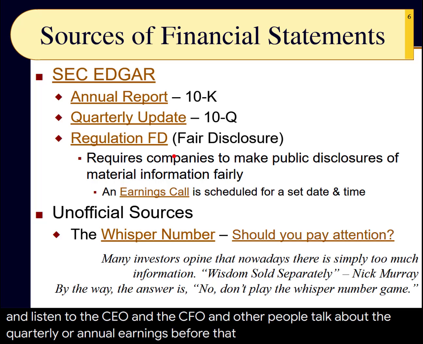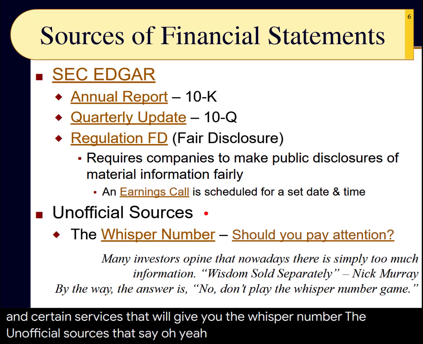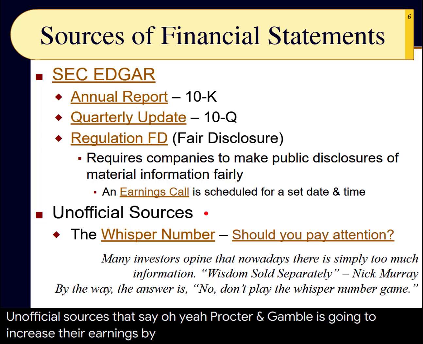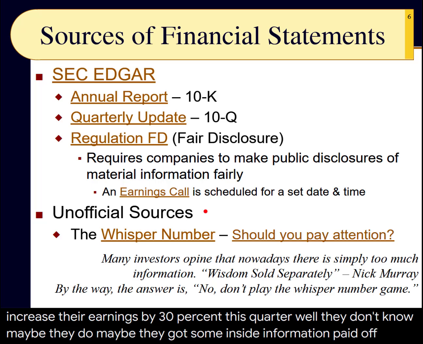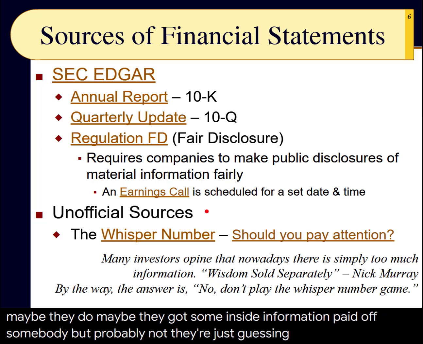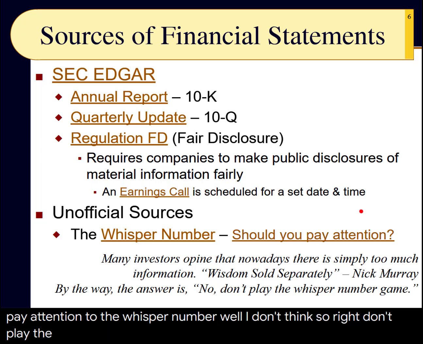Before that, though, you will find certain websites and certain services that will give you the whisper number. The unofficial sources that say, oh yeah, Procter & Gamble's going to increase their earnings by 30% this quarter. Well, they don't know. Maybe they do. Maybe they got some inside information, paid off somebody, but probably not. They're just guessing. And so, should you pay attention to the whisper number? Well, I don't think so, right? Don't play the whisper number game.